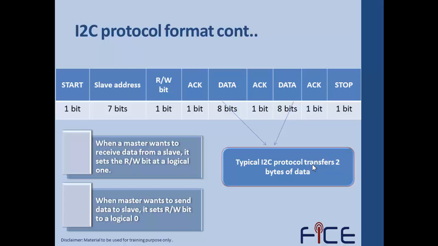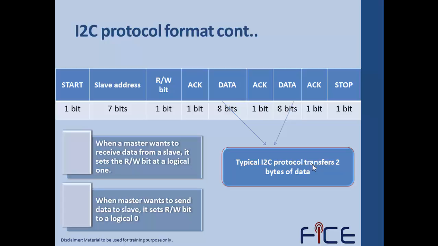And then the read write bit. When a master wants to receive data from a slave, it sets this read write bit to logical 1. When the master wants to send data to the slave, it sets the read write bit to logical 0. Once the slave address of that particular slave device has been matched successfully, an acknowledgement signal is generated from the slave device, saying that the slave device is ready to get the data or to send the data to the master device, depending upon the read write bit.